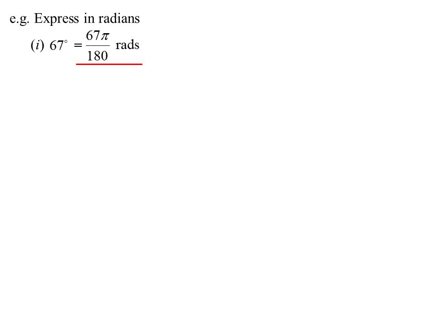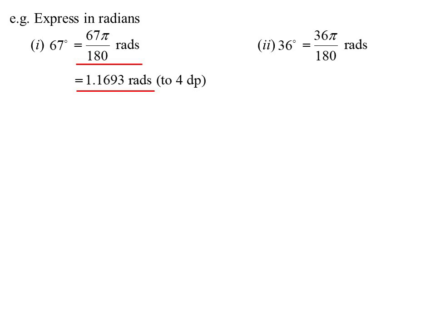So 67 pi on 180 radians would be the exact value. We tend to approximate a lot with the radian measure. So to 4 decimal places, I've done mine, 1.1693. What it illustrates is the size of a radian. 1.1 radians is 67 degrees. So a radian is actually quite large as a circular measure. 36 degrees. Okay, well that'll be 36 pi on 180. In this case, that simplifies down and we get pi on 5.